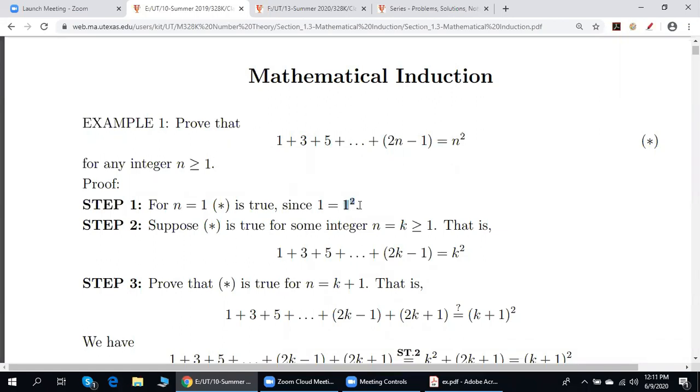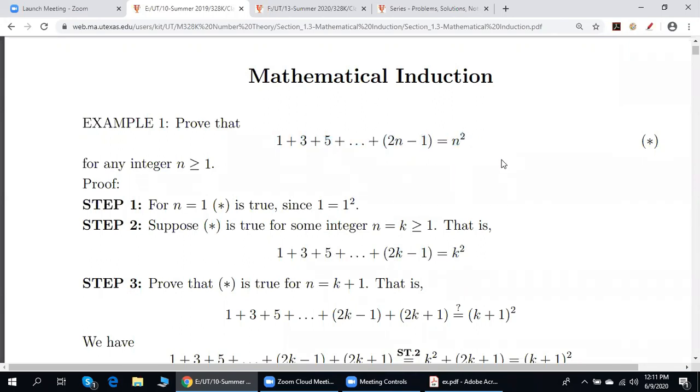Step 2, suppose this is true for some integer n equal to k, where k is greater or equal to 1. That is, suppose 1 plus 3 plus 5 plus and so on plus 2k minus 1 is equal to k squared. Of course, one can say, wait a second, what is written here is fundamentally the same thing as this. We just replace n by k. How can we suppose that this is true? We have to prove it.